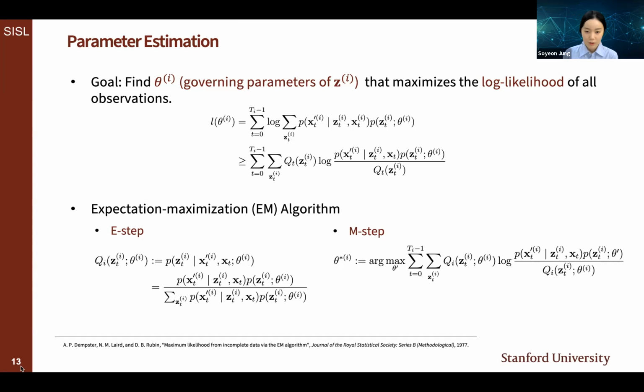The EM algorithm iterates E step and M step until convergence. In the E step, we compute the posterior probabilities of Z given X and theta. In the M step, we compute the maximum likelihood estimates for theta using the updated posterior probabilities in the E step.